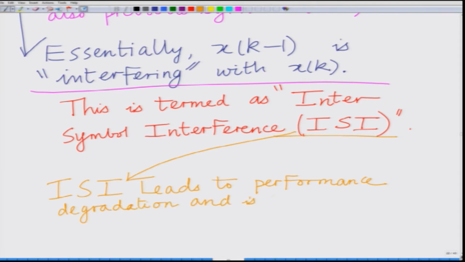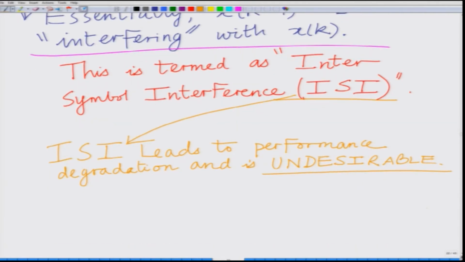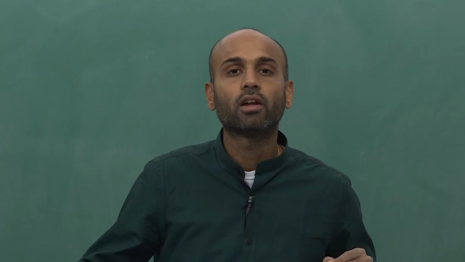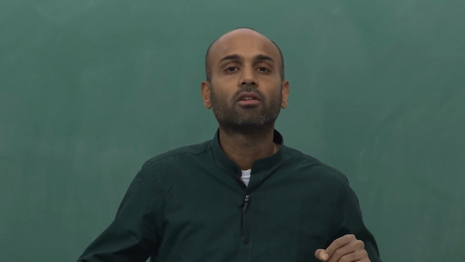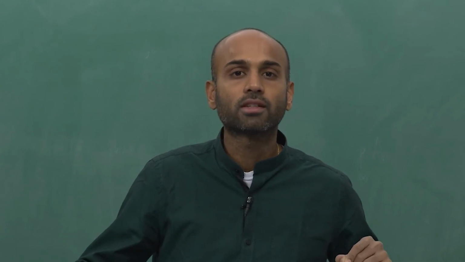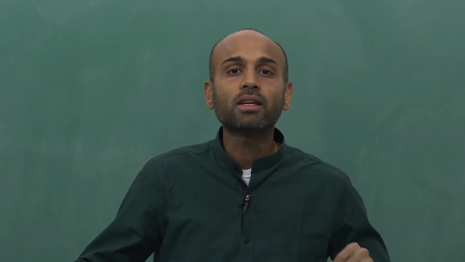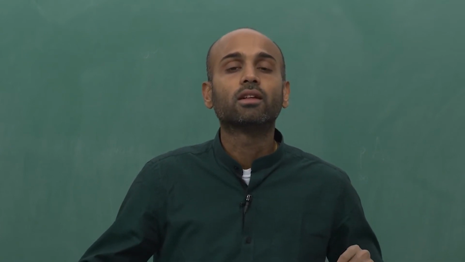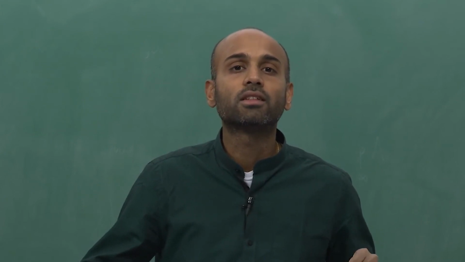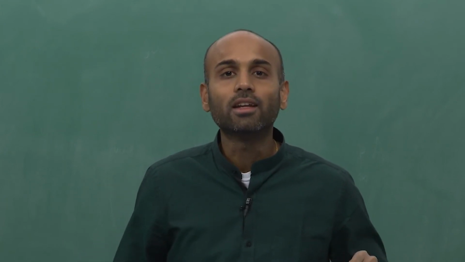ISI, or intersymbol interference, is basically undesirable. Hence, we would like to remove intersymbol interference at the receiver for the detection of xk. That is, we want to infer what xk is. We would like to remove the interference from xk minus 1. And this process of removing intersymbol interference is termed equalization, or channel equalization.